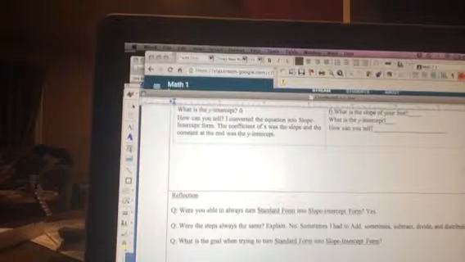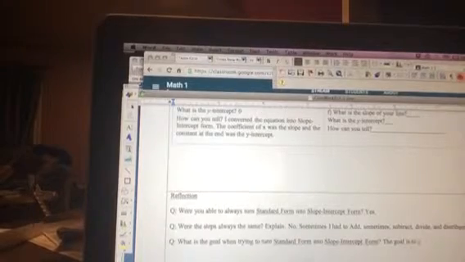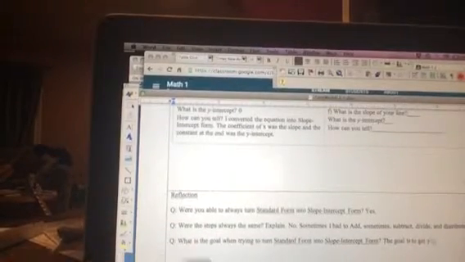They're different. Okay. But the key thing is, and this is the last question, what is the goal when trying to turn standard form into slope-intercept form? The goal is to get y alone. When y is alone, you've accomplished your goal. So that's the goal.